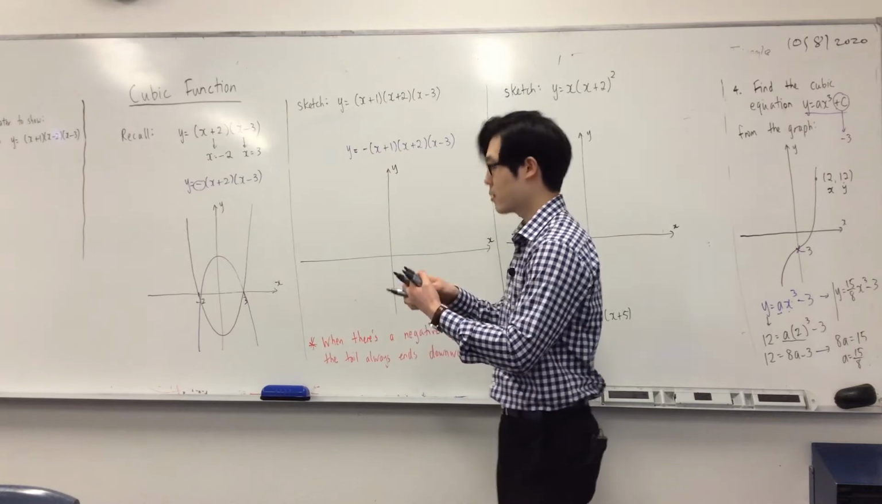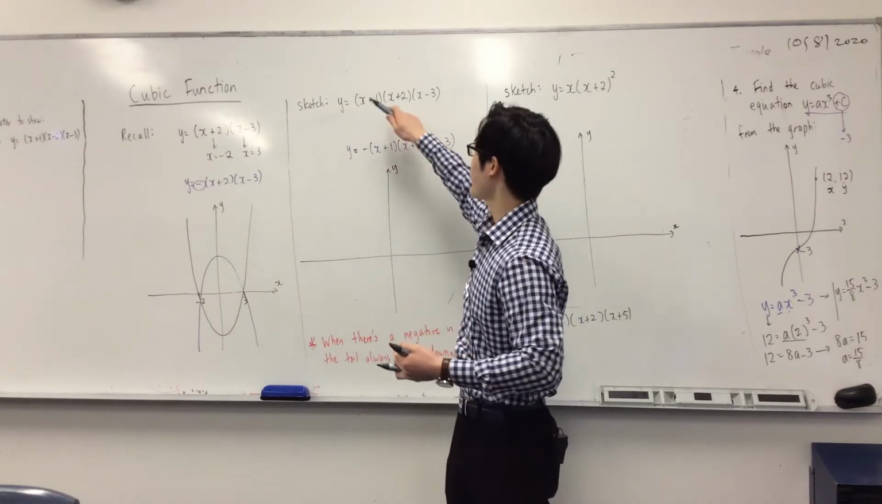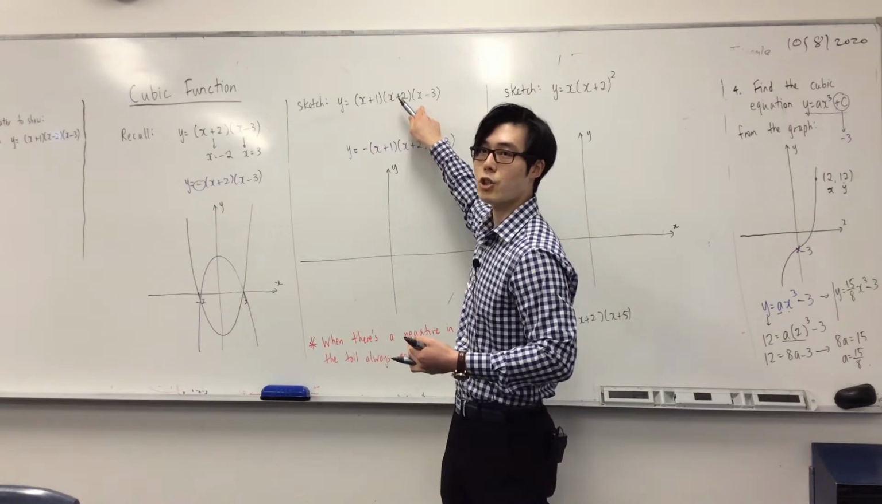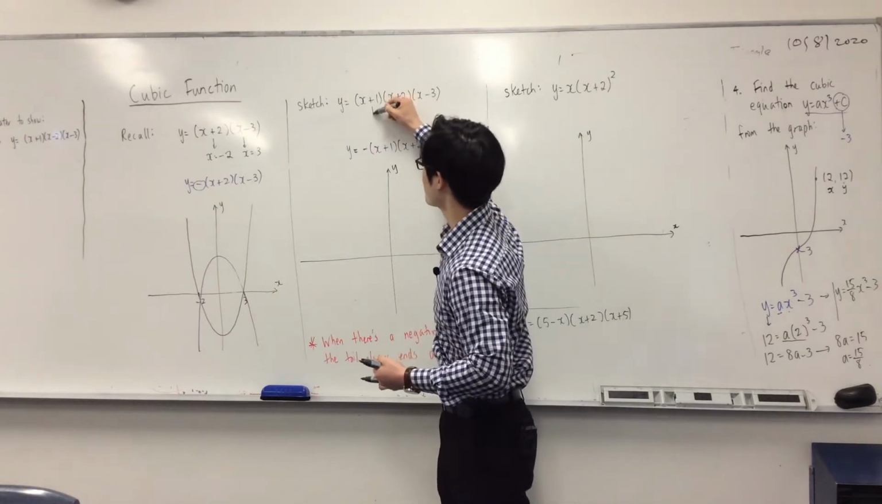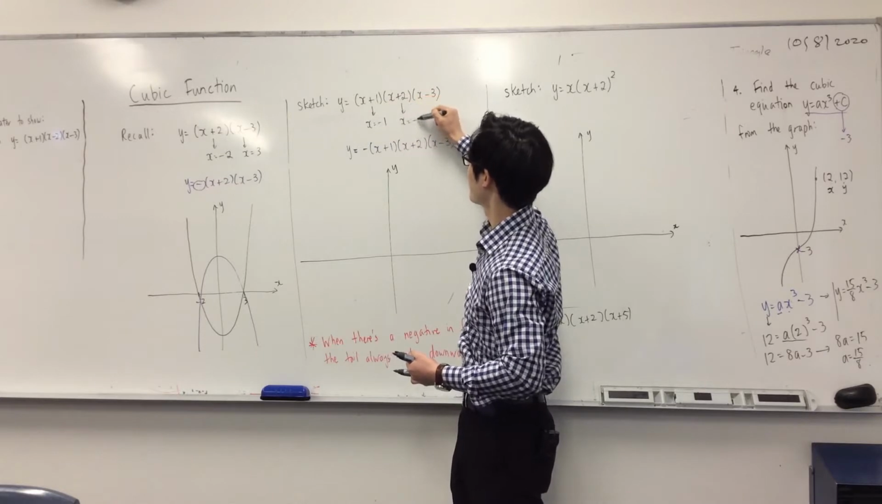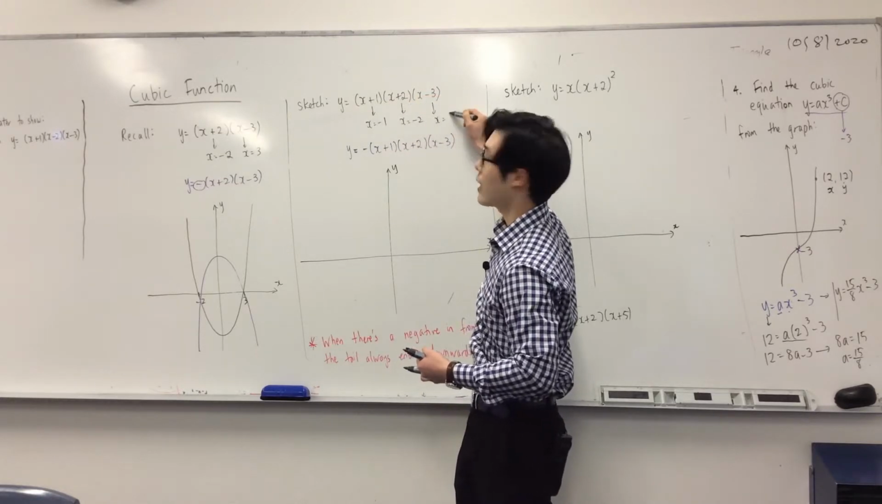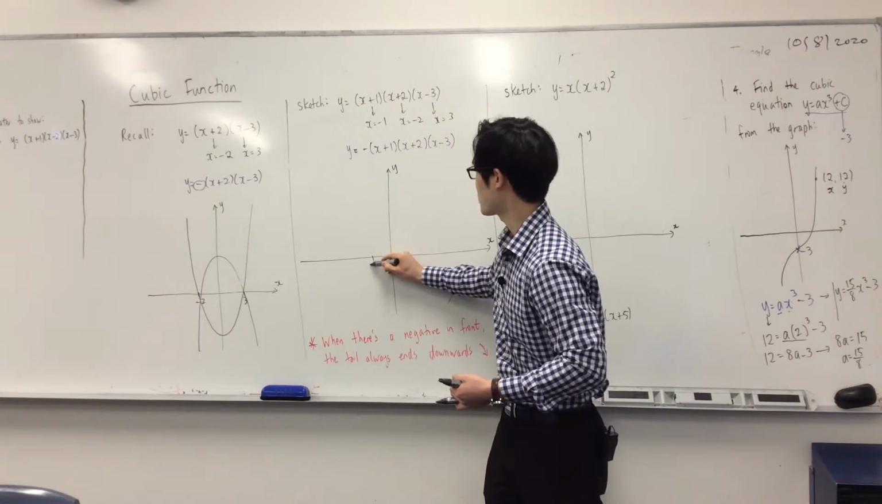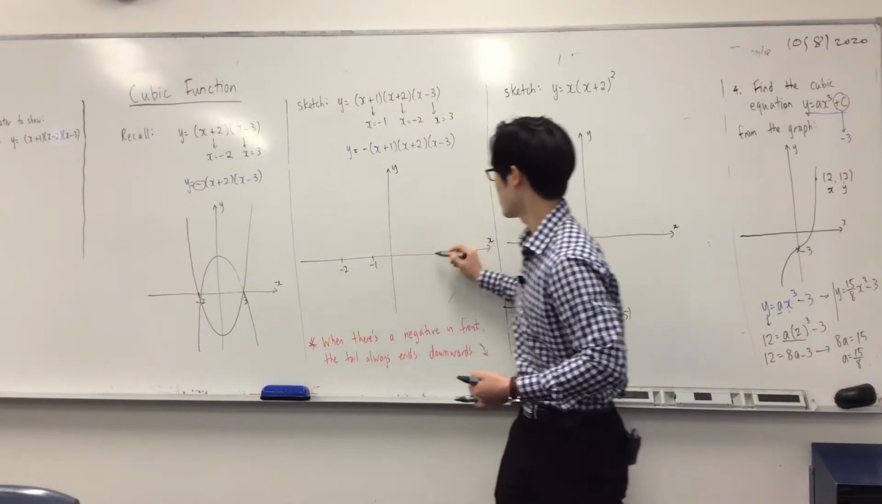Now, girls, here's the difference. When you have 3 brackets, it becomes a cubic graph. You do the same thing. You get the x values, -2, 3. Now, we're going to label these points. So we've got -1, -2, and 3.